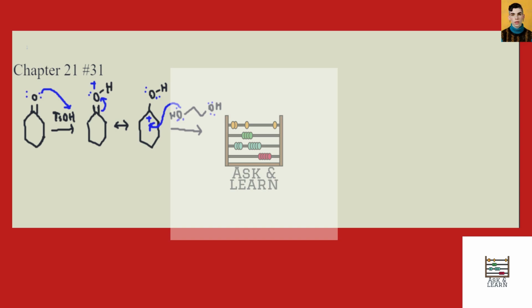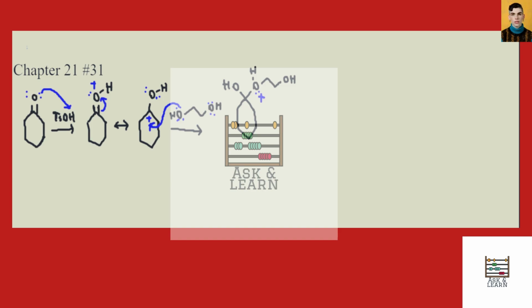And so when that happens, we get to this intermediate. Let me redraw that a little better and a little higher up. A little better. Okay, and so we get to this intermediate. So we still have our alcohol here. And now we have the ethylene glycol that's added here. And there's still a hydrogen on this oxygen. So this oxygen has one lone pair and a positive charge.